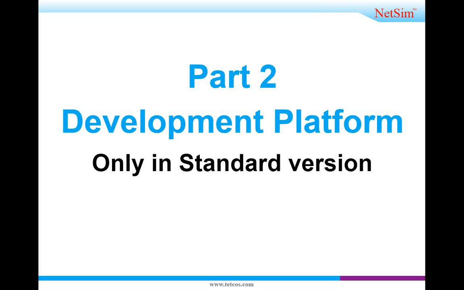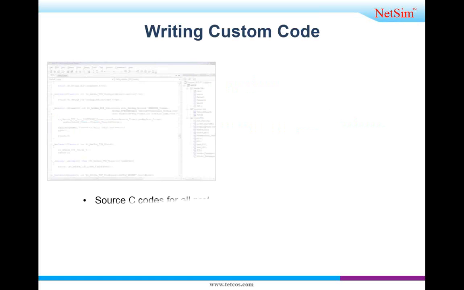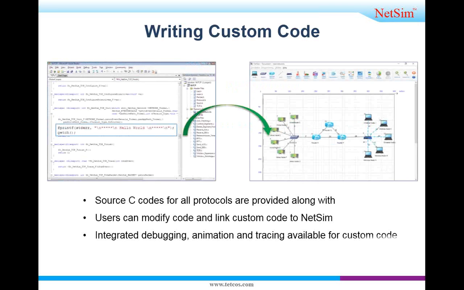Now part 2, development platform, that is available in the standard version only. You can see in the screenshot, the first screenshot is of programming, that is in the Visual Studio environment, and this is the NetSim environment where the GUI has been created. So some of the statements have been updated in the programming, a printf command of hello world. When we build this file and link it with NetSim GUI, and when you run the simulation, first it will print hello world, then it will go to the simulation. So that is to show you how we can make changes to the existing protocols.